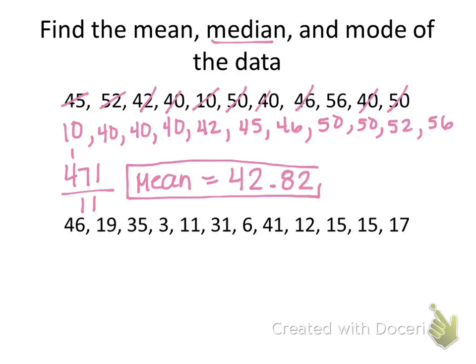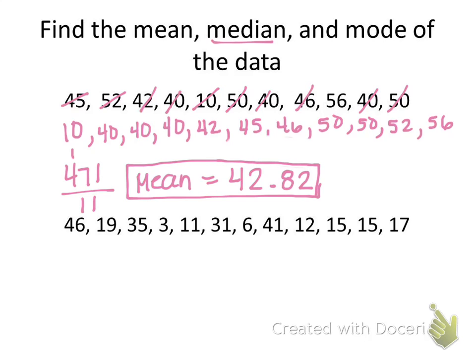So in your calculator, you should have gotten 42.81881, and it would just keep going. So I look at my hundredths place, the number behind it is an 8, so I round it up to 42.82. Okay, that's my mean. Now I need to find my median.